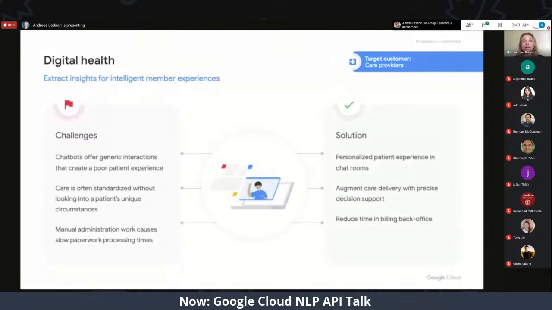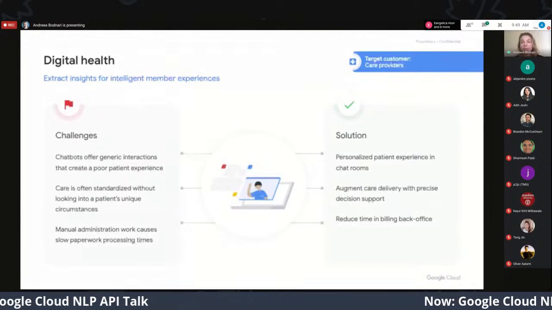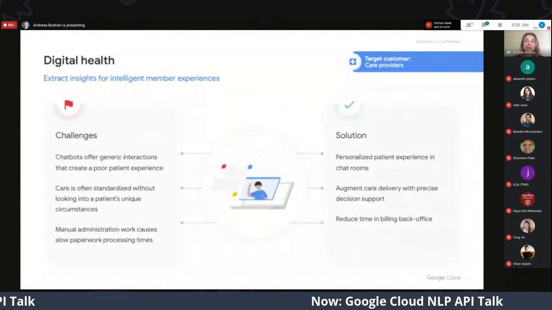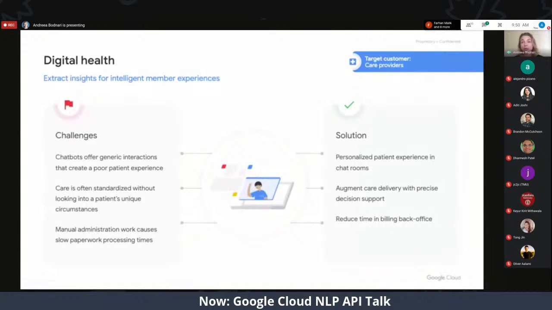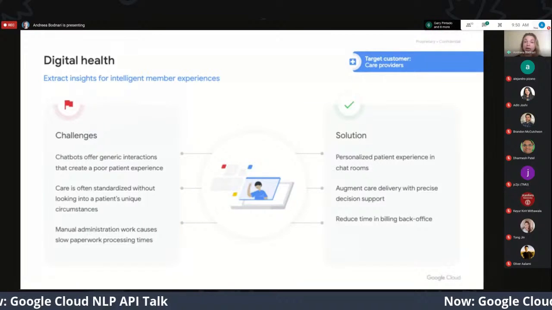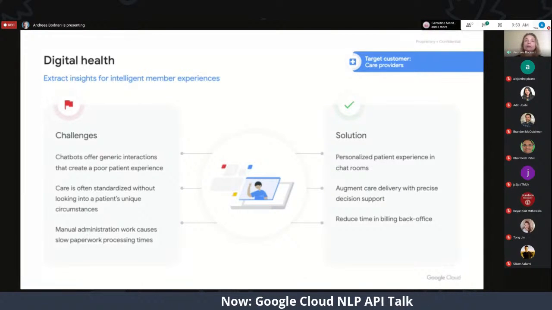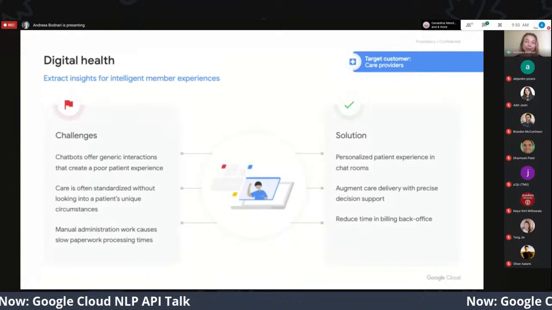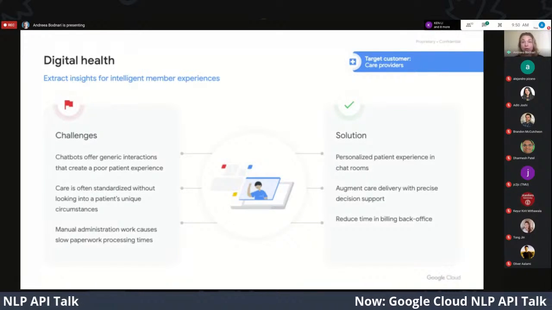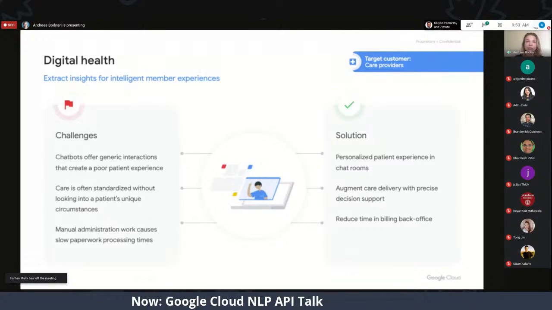The solution we're able to enable with the Healthcare Natural Language API is personalized patient experiences in the chat room. We can augment the delivery of care with precise decision support, and we can also help reduce time in billing processes, time spent in the back office. So we're talking about the gift of time because we're helping doctors transition away from the back office towards patient interactions.